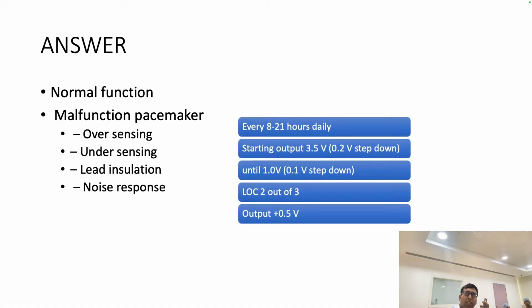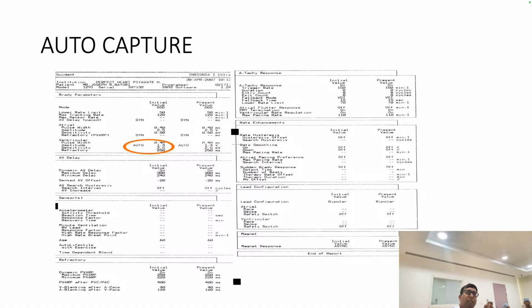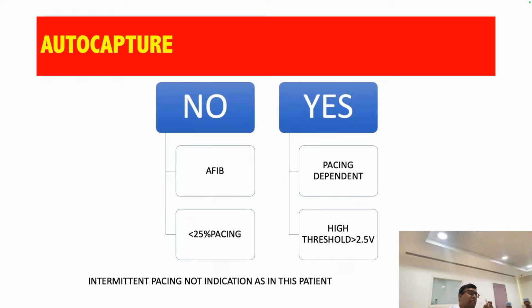So it was a Boston device, and the important lesson is where to activate auto capture. One part he has told is where activation should not be done. This is the lesson for everybody. Auto capture, meaning capture management, should not be activated if the patient is having atrial fibrillation or the percentage of pacing is less than 25%. It is a wastage of the resource. It is not going to work out.